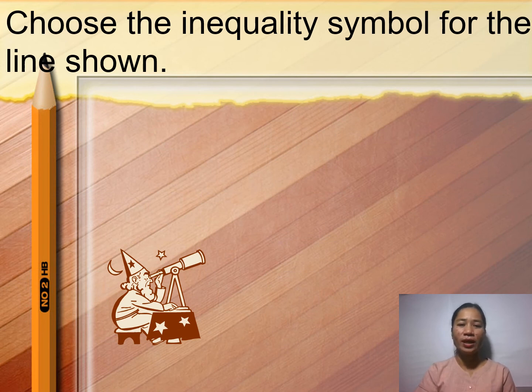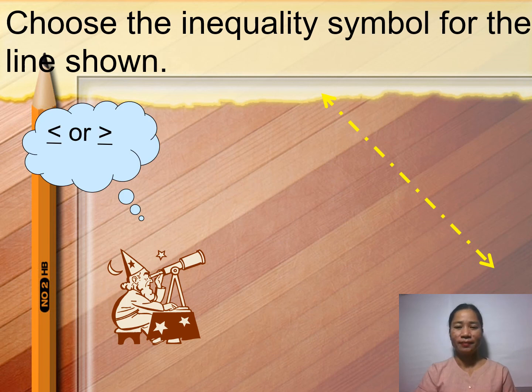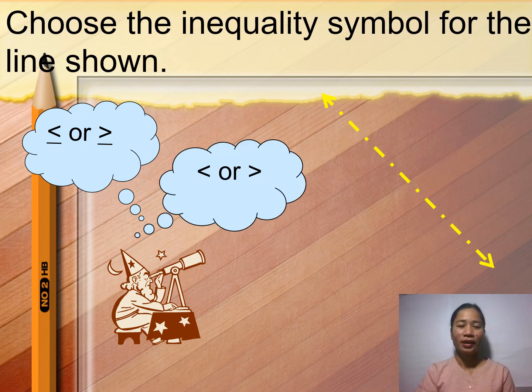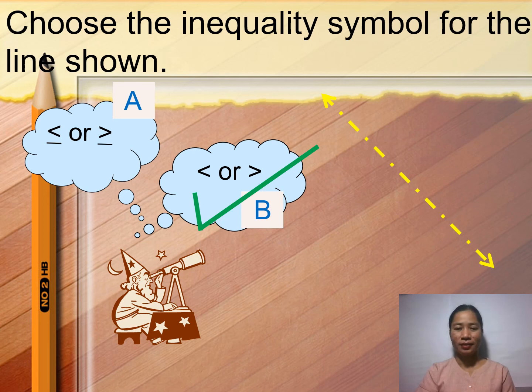Okay, choose the inequality symbol for the line shown. Is it less than or equal to, or greater than or equal to, greater than or less than? Is it A or B? Okay, B. The symbol less than or greater than, we will use a dotted line.